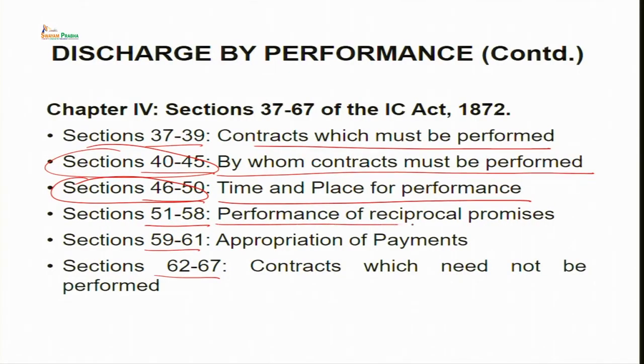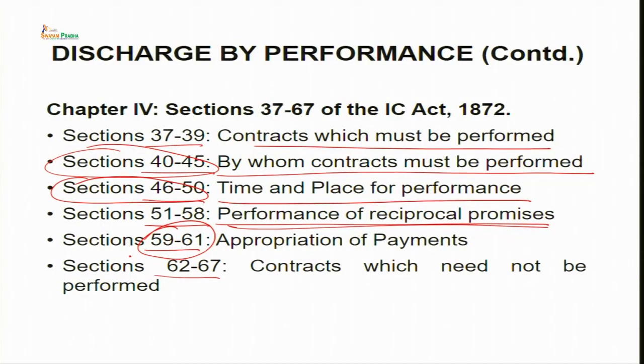Sections 51 to 58, performance of reciprocal promises. Now, reciprocal means that both the parties are doing something in return for each other. When we say performance of reciprocal promises, we are saying that if I have promised to do something for you, in return you have also promised something that you will be doing for me. So, a promise in return for a promise is what we call a reciprocal promise, right? These provisions deal with a situation wherein there is an order of performance according to which both the parties have to act.